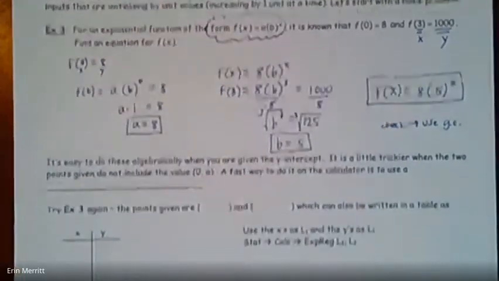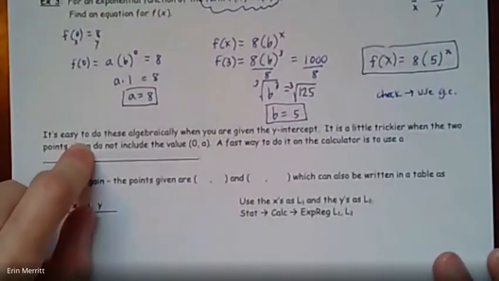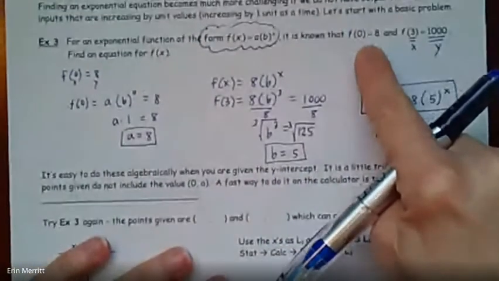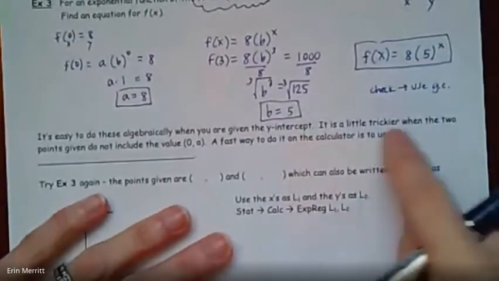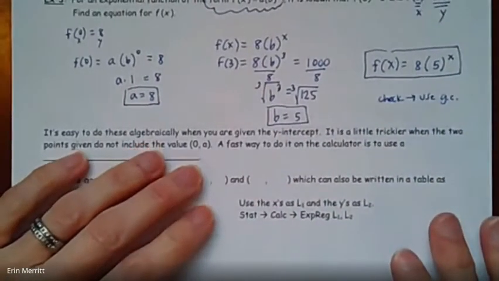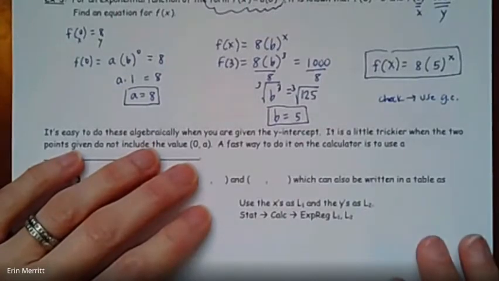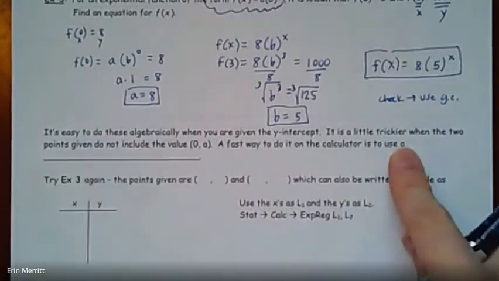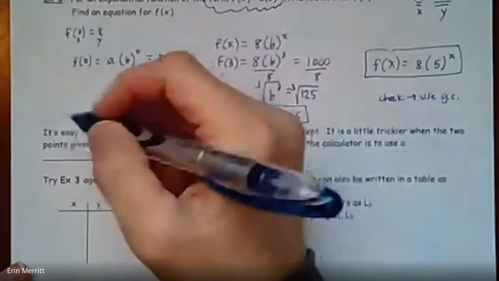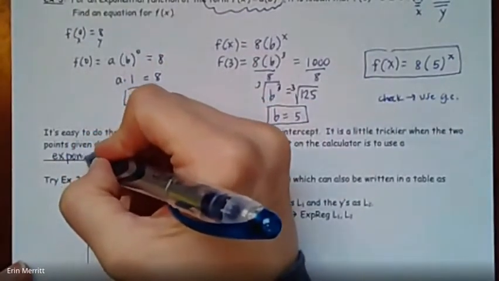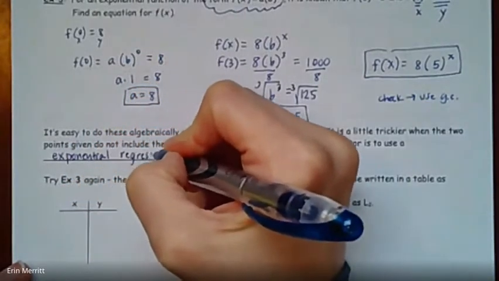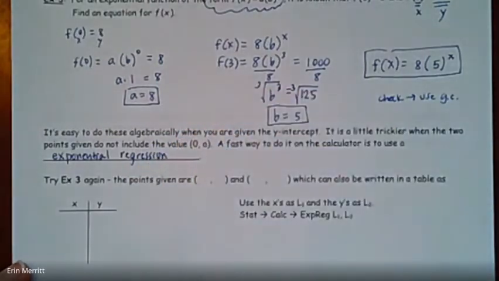Now it does say here, it's easy to do those algebraically when you're given the y-intercept, because that's what (0, 8) is, the y-intercept itself. It's a little trickier when the 2 points don't include (0, a). So in that case, when we don't know that value, a fast way to do it on the calculator is to actually do an exponential regression. Now, there are other algebraic ways to do it, but this is the easiest way, and it works out really nice.